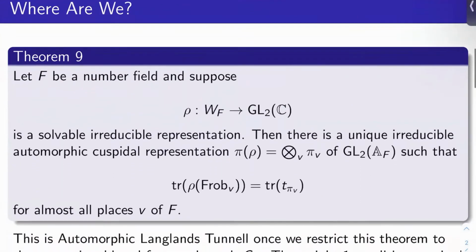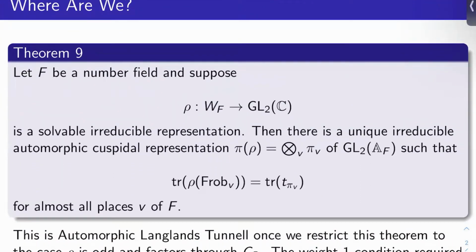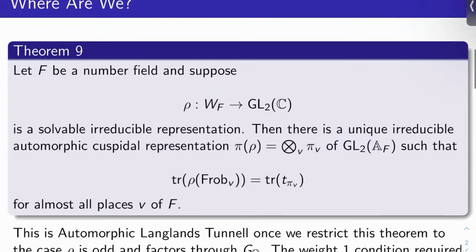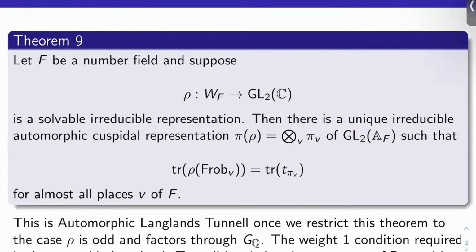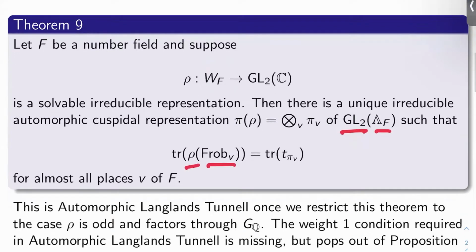So where are we? I claim that what's left to do to finish the proof of Langlands-Tunnell, and hence to finish the chapter, is to prove this theorem 9 here, which says if F is a number field and we have a representation rho from the Weil group of F to GL2 of C, and that's a solvable irreducible representation, then there is a unique irreducible automorphic cuspidal representation, pi of rho, with local components pi sub v over places v of F, of GL2 of the adeles of F, such that trace of rho of Frobenius at v is trace of the Langlands class T sub pi sub v for almost all places v of F.